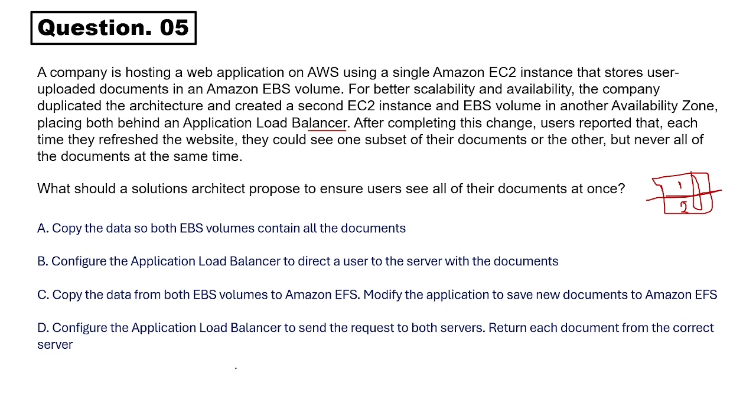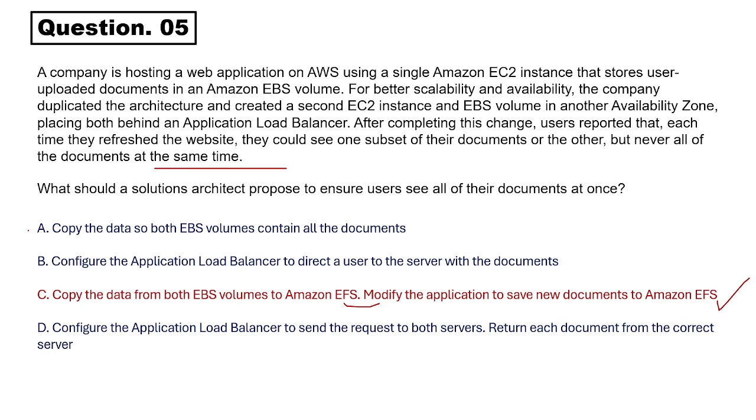Okay, now let me reveal the correct answer. The correct answer here will be option C. Copy the data from the EBS volumes to EFS, and modify the application to save new documents to EFS. And this is because whenever you see the keywords concurrent or at the same time, EFS will be the answer, right? But that is fine. I will try to explain it a little bit more.